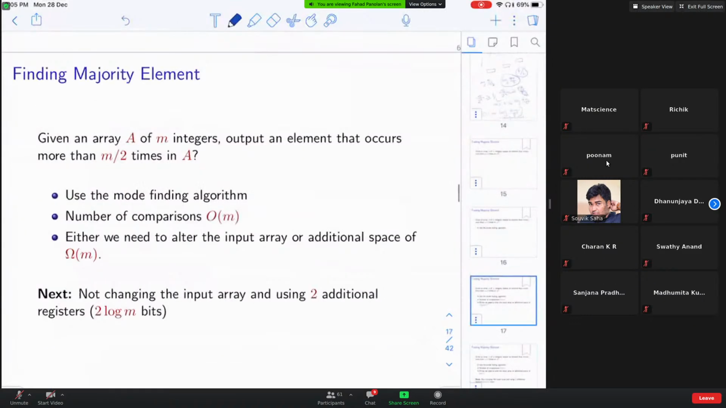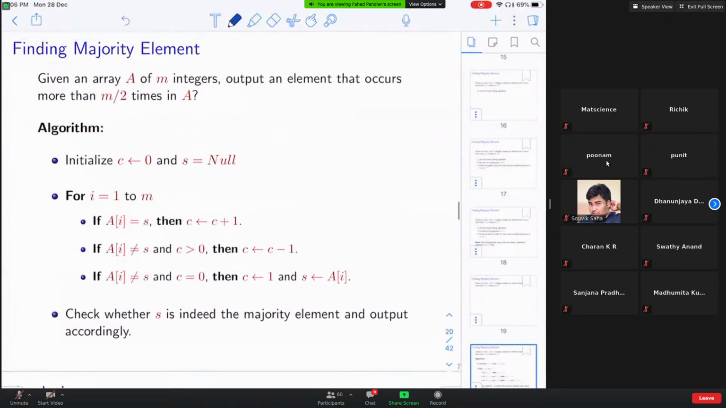And we are going to see an algorithm that uses only two additional registers, each of them can store a number between 1 and m, which means that, in terms of bits, using at most 2 log m more bits, without changing my input array, we are going to compute the majority element. That is what is next.